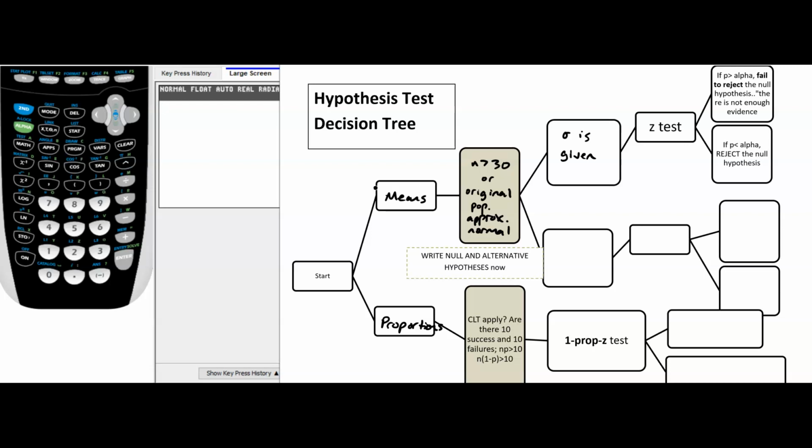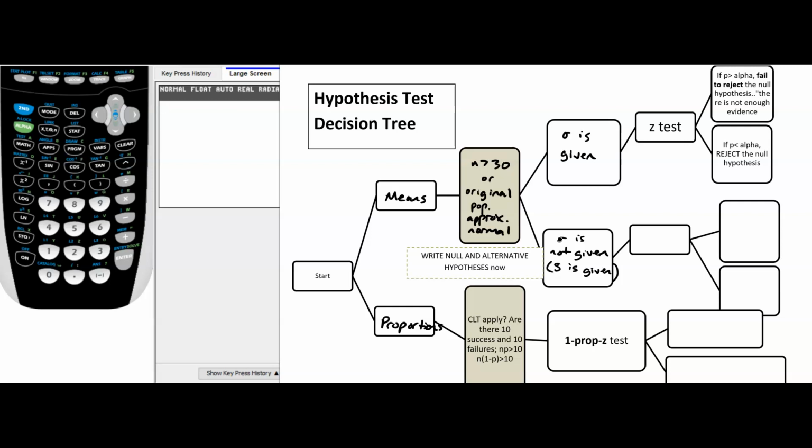We're still going to be checking the plausibility of a specific mean. We still have to make sure that n is greater than 30 or our original population is approximately normal, but this time sigma is not going to be given. And when sigma is not given, that means S, the sample standard deviation, is going to be given somehow. As you might remember going back to Module 8, when we use S in place of sigma, it introduces some variability into our test statistic.